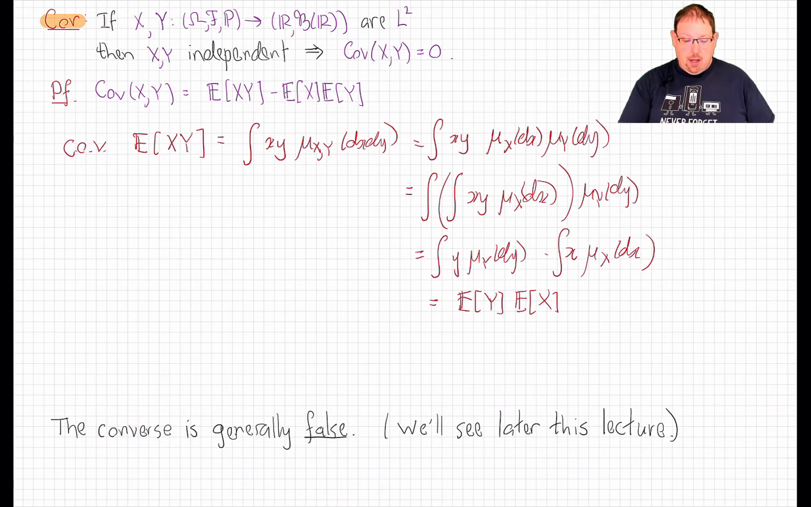Now here we saw a factorization property of expectations. In the case where the random variables were L2, we saw that the expected value of xy, for x and y independent, factored as the expected value of x times the expected value of y. Well, actually this didn't require L2, it only required L1. And it works more generally.